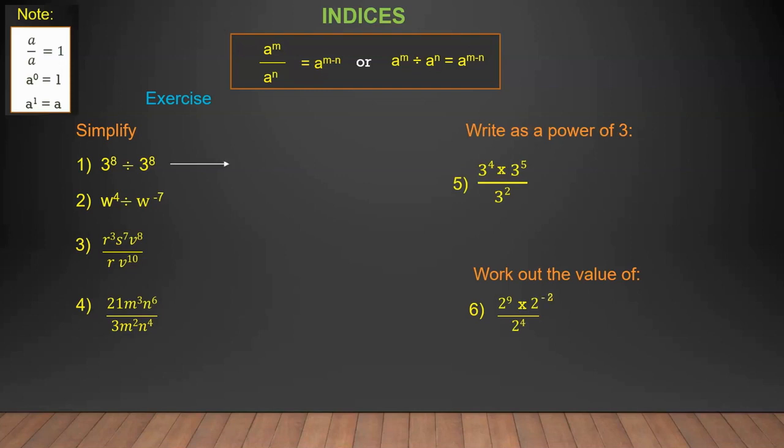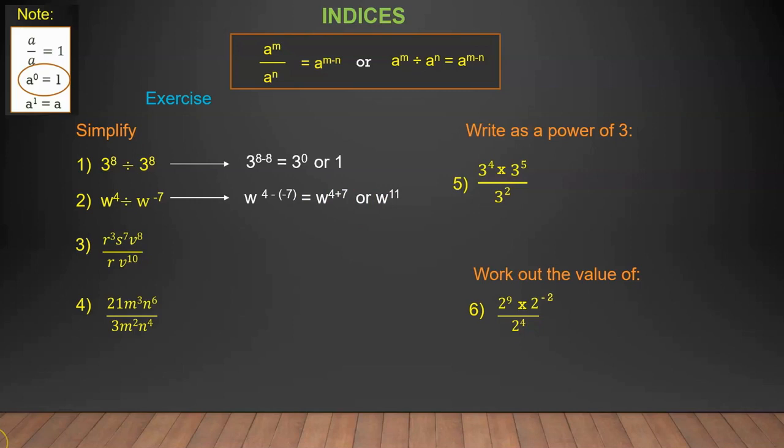So these are the answers. For number 1, you have a common base of 3 and the powers are the same. When you subtract the powers, 8 minus 8, you have 0. As a rule, any base raised to the 0 power is equal to 1. For number 2, you have w to the 4th divided by w to the negative 7. You have different signs there. When you're dividing, you subtract the powers, so 4 minus negative 7. Minus minus becomes a positive, so 4 plus 7, you have 11.